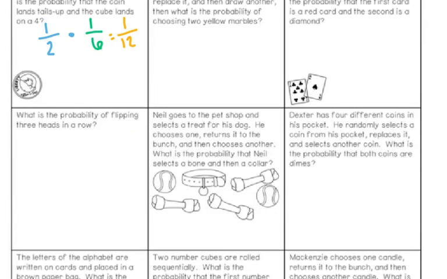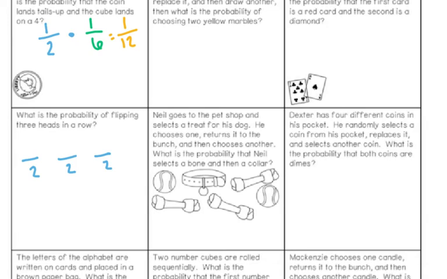Going to go down this row. The next one says, what is the probability of flipping 3 heads in a row? So in this problem, we have 3 events happening, whereas in all of our other examples, we've only had 2. So each probability is flipping a coin. So each chance is out of 2.